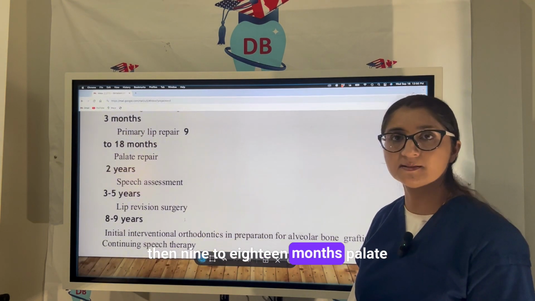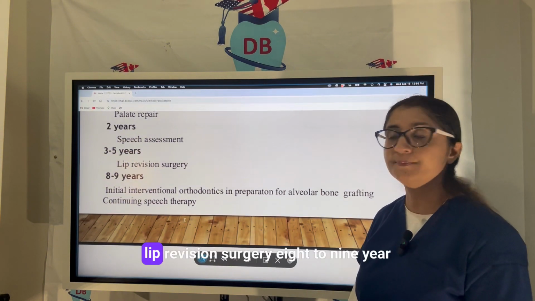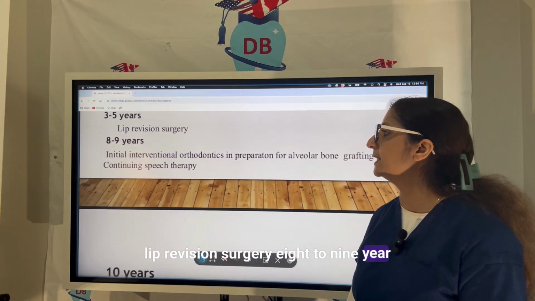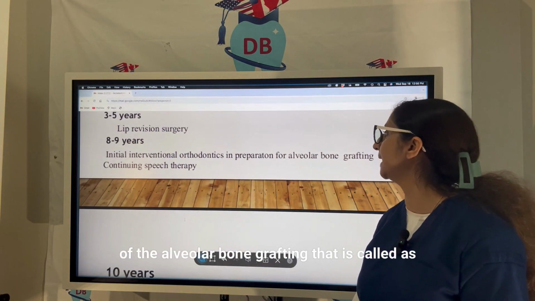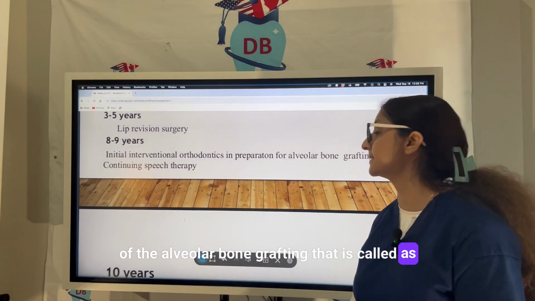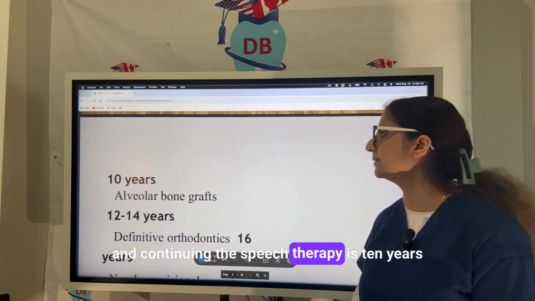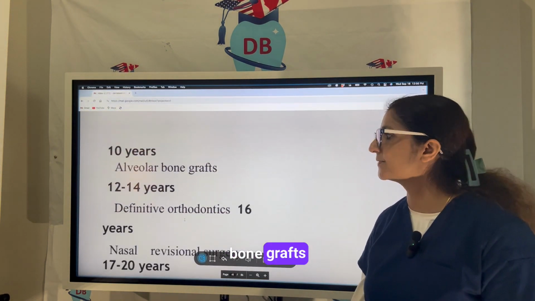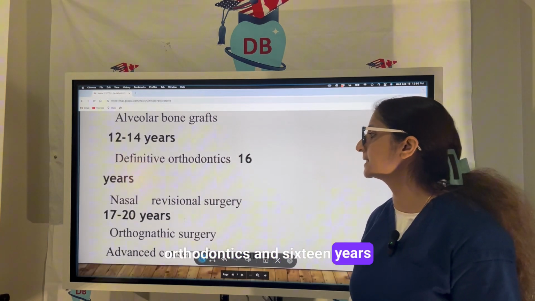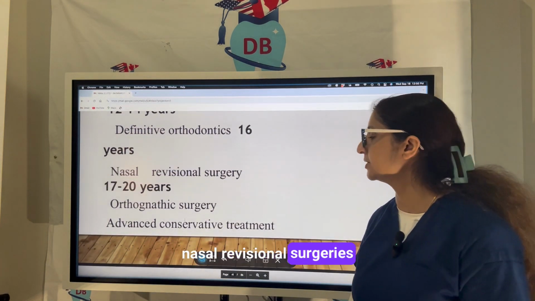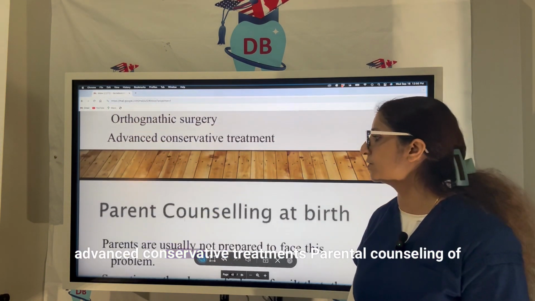Then 9 to 18 months palate repair, 2 years speech assessment, 3 to 5 years lip revision surgery, 8 to 9 years initial interceptive orthodontics in preparation of the alveolar bone grafting, that is called as SABG, secondary alveolar bone grafting, and continuing the speech therapies, 10 years bone grafts, 12 to 14 years definitive orthodontics, and 16 years nasal revisional surgeries, and 17 to 20 years orthognathic surgery, advanced conservative treatments.